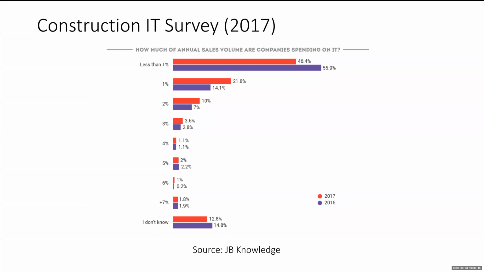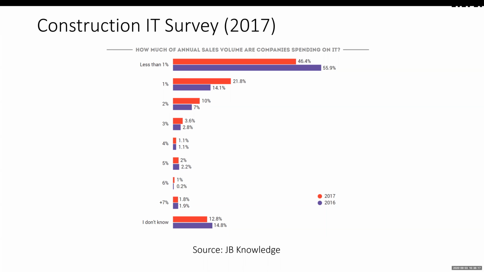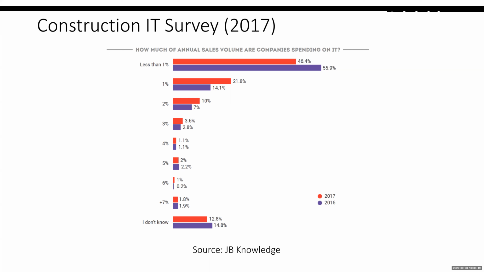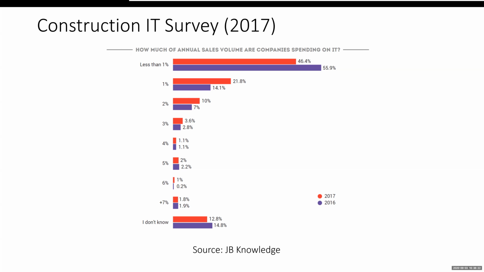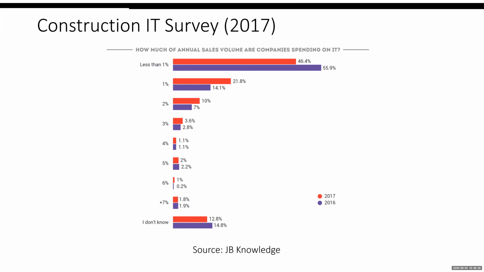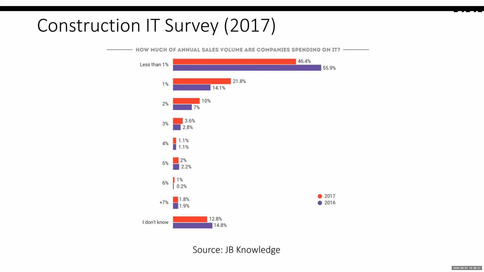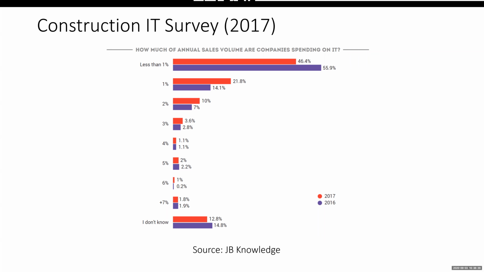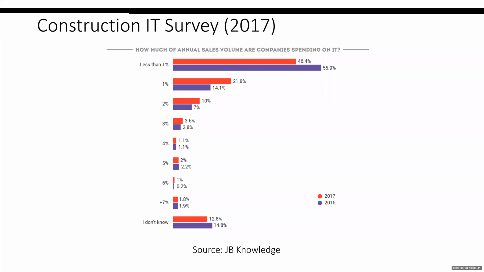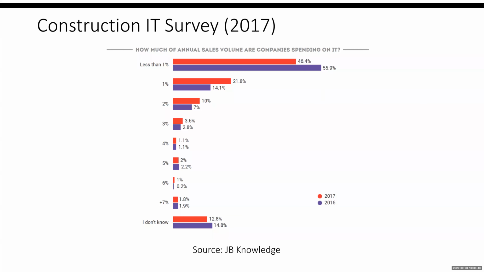In fact, if you check the data in the construction industry, this is a survey performed by JB Knowledge. That's also in College Station, Texas. By the way, I didn't mention that I actually transferred from Texas A&M last year. So I'm still new to Gainesville. So most of the companies, the construction companies, only spend about 1% of their annual revenue on information technology.